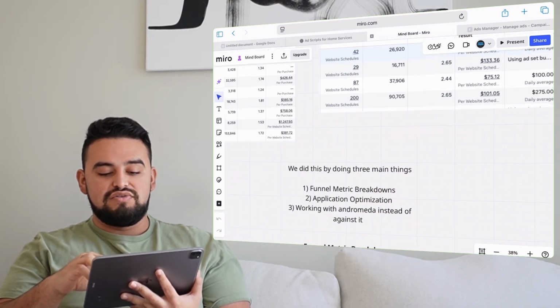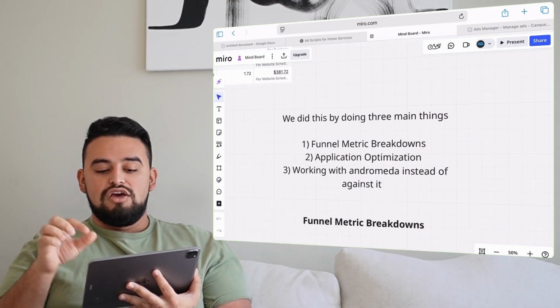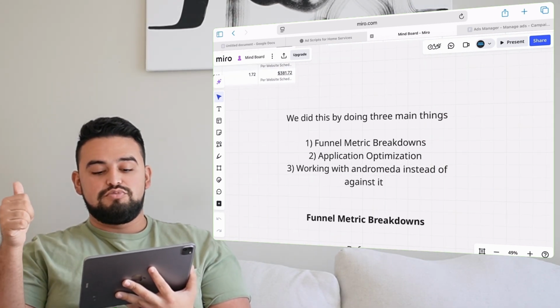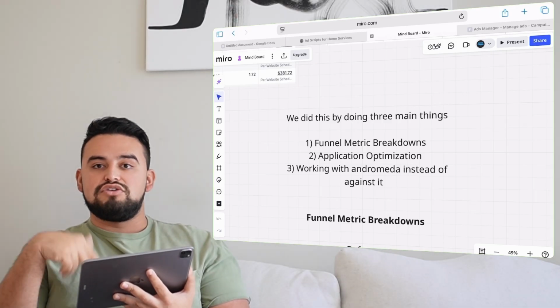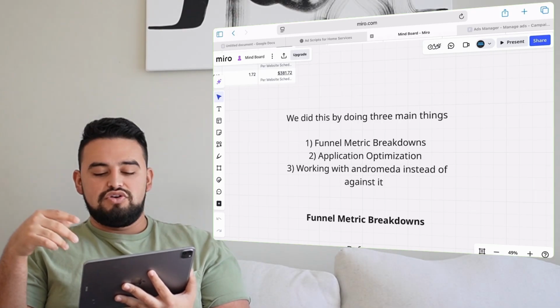So how did we actually do this? Well, we did it by doing 3 main things, which we're gonna cover in this video. It's gonna be the funnel metric breakdowns, it's gonna be application optimization, and then how we worked with Andromeda instead of against it, which I'll actually show you inside of the ad account.